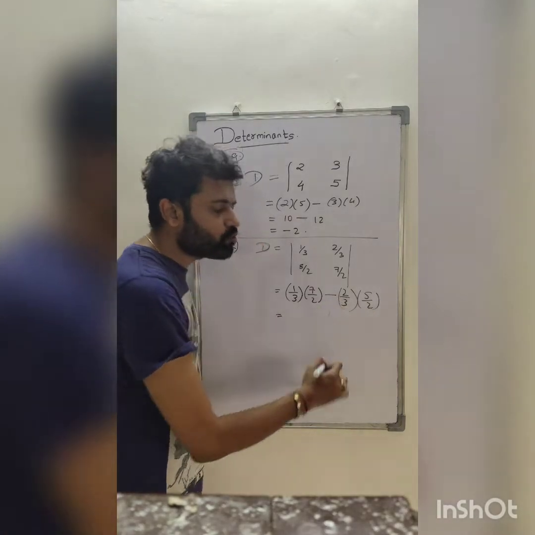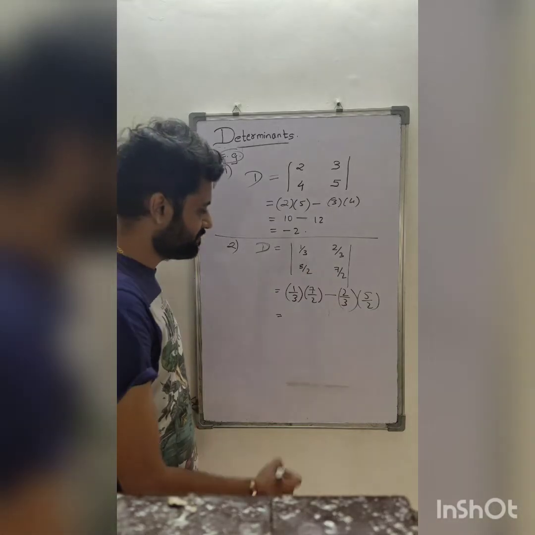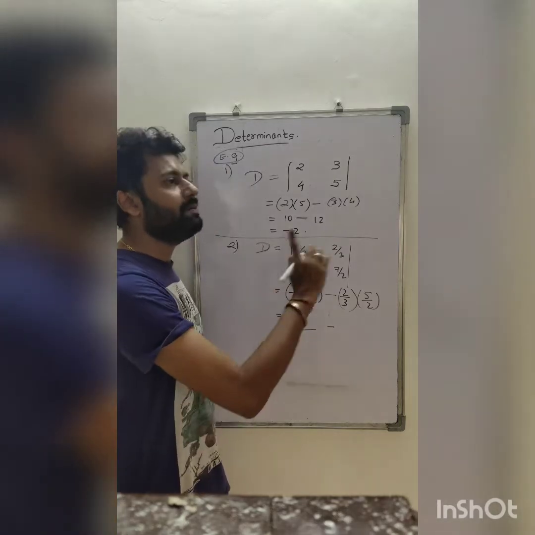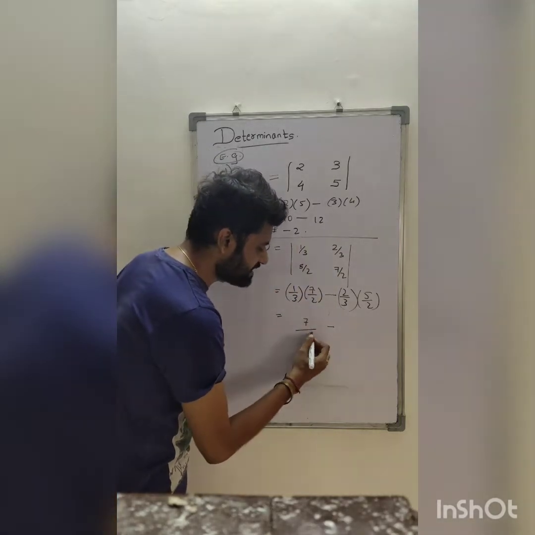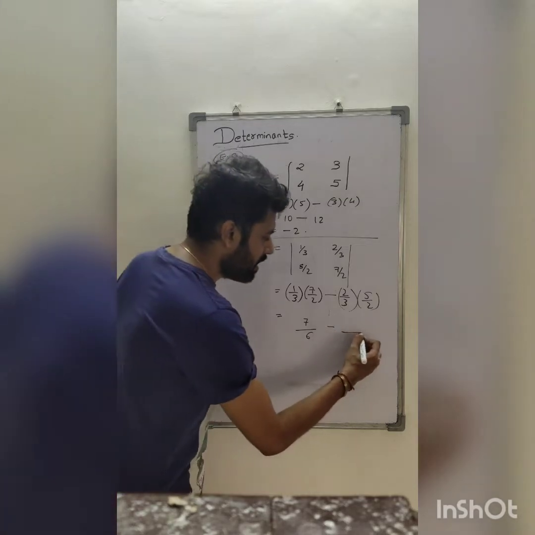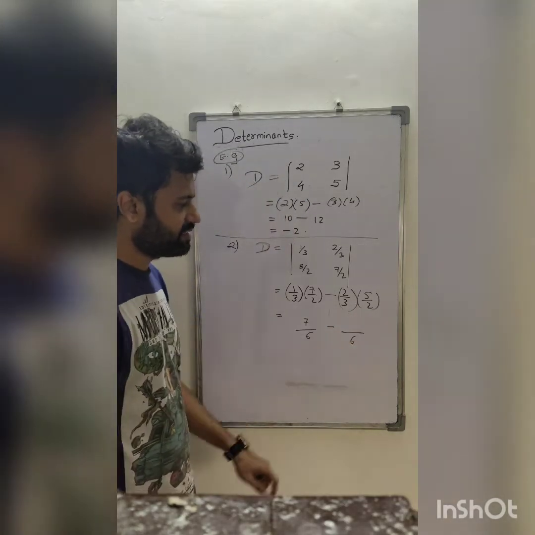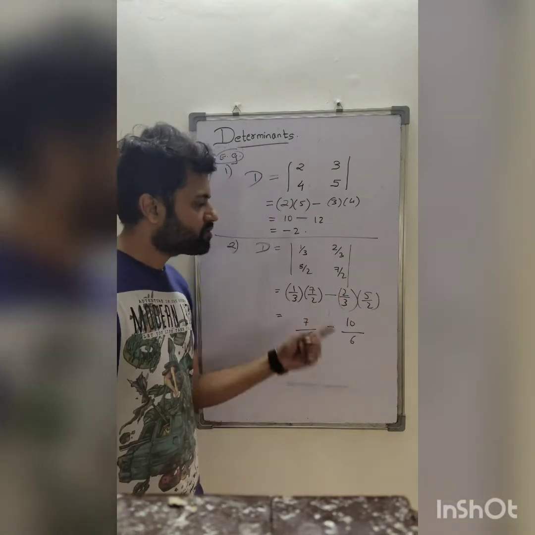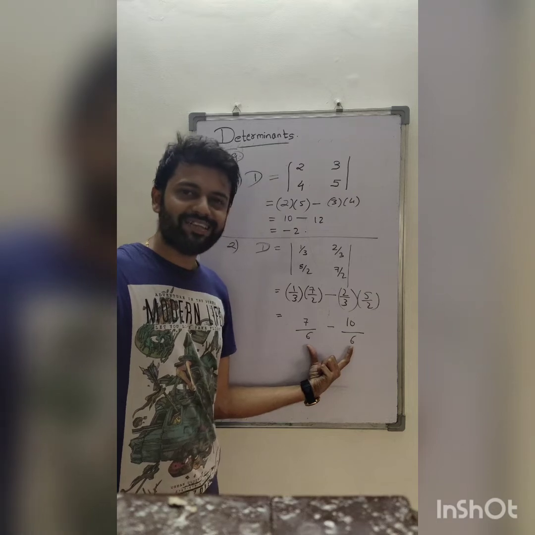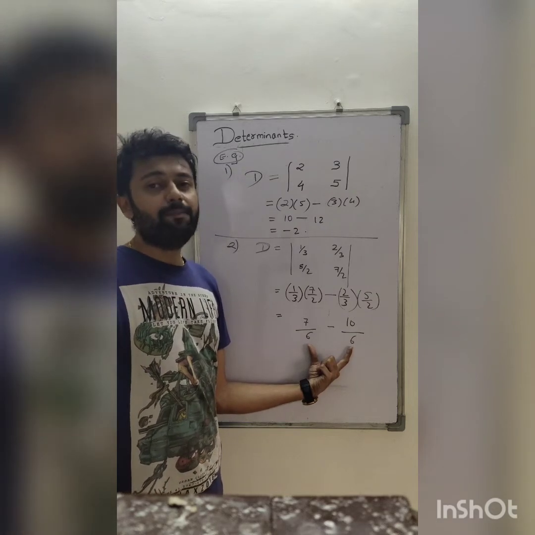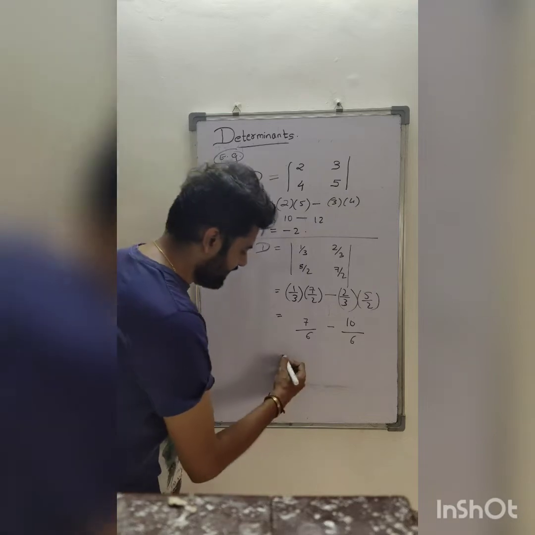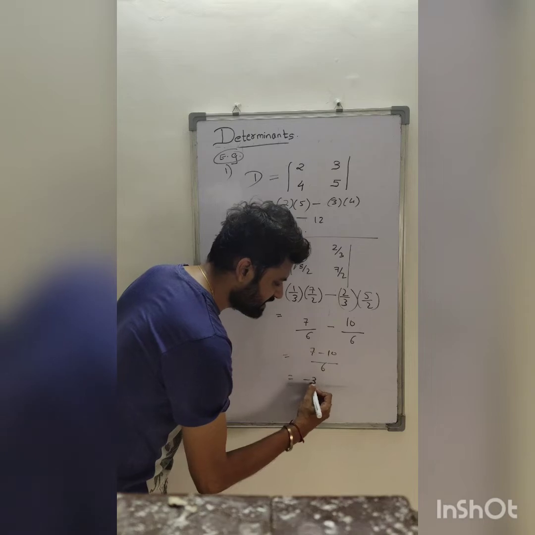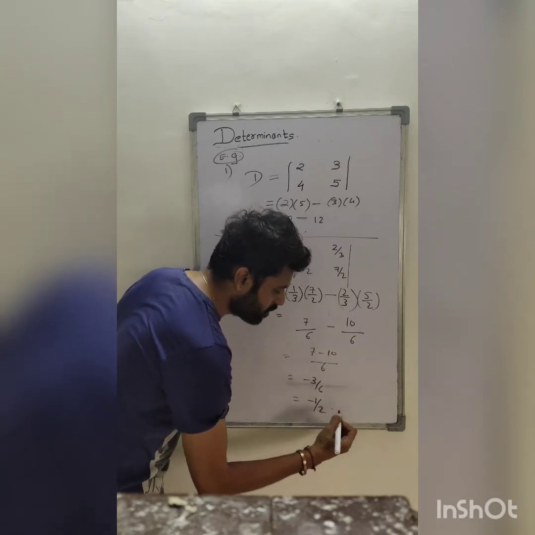Here I have a fair chance to cancel 2 and 2, but I will purposely not cancel it. Here I have no chance of cancelling it, only multiplication. 1 into 7, 7. 3 2s are 6. Here also, 3 2s are 6. 2 5s are 10. The cancellation of 2 and 2 was not done because here we find the denominators same, which will help in the subtraction. Denominators are same, subtraction is possible. 7 minus 10 is minus 3 upon 6 and the answer is minus 1 upon 2.